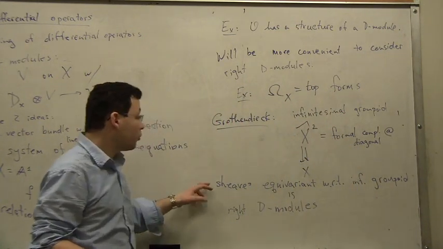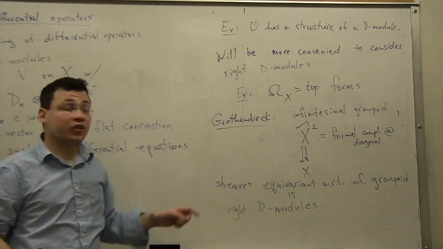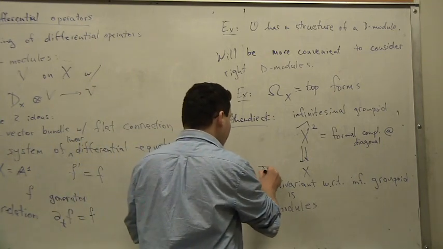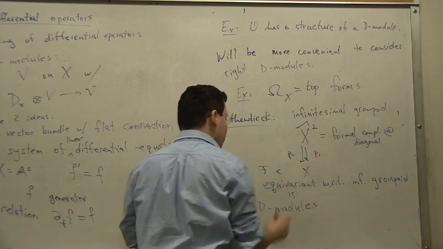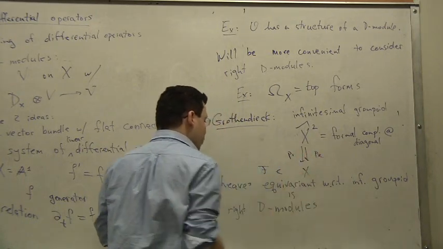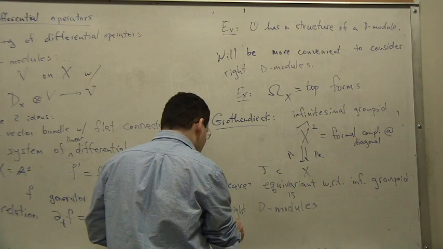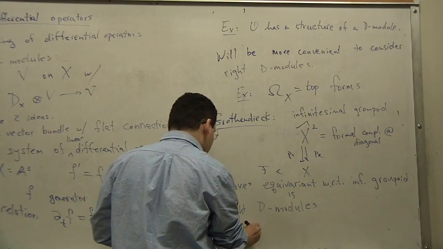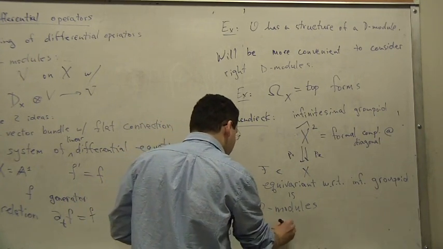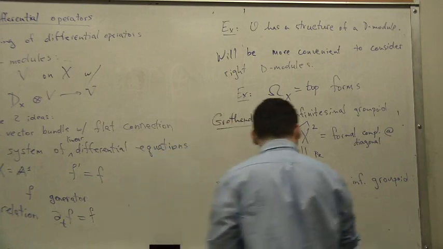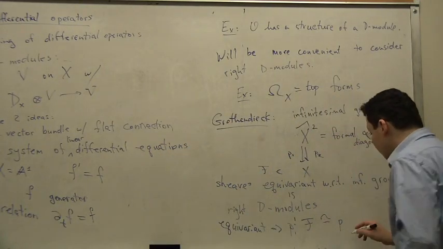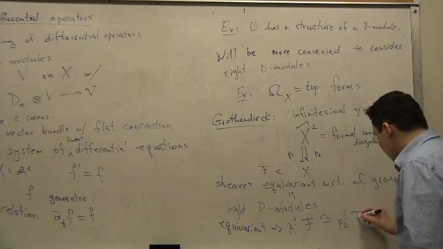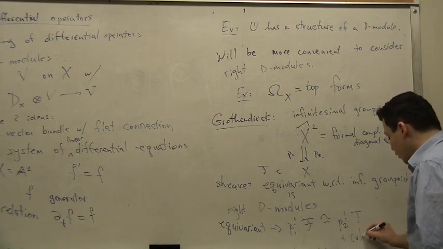So let me spell out a little bit more explicitly what it means to be equivariant. So suppose I have some sheaf. Let's call these P1 and P2. So equivariant roughly means that the two pullbacks of this sheaf are, well, it's the data of an isomorphism. And then there's some coherence.